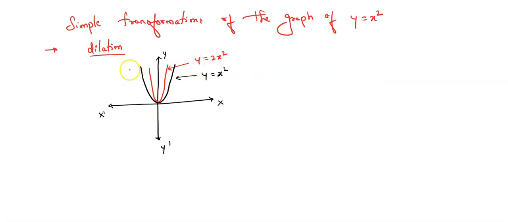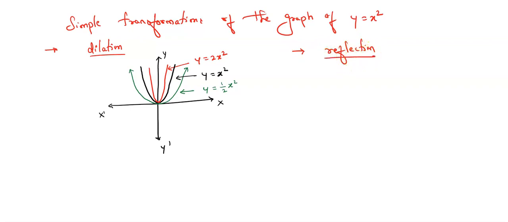Let me draw one more curve, one more graph. As you can see here, this is my graph. So this is nothing but y equals half x square. As you can see the changes in this, right? So this is nothing but what is called dilation. Similarly, let me see the next topic, reflection.